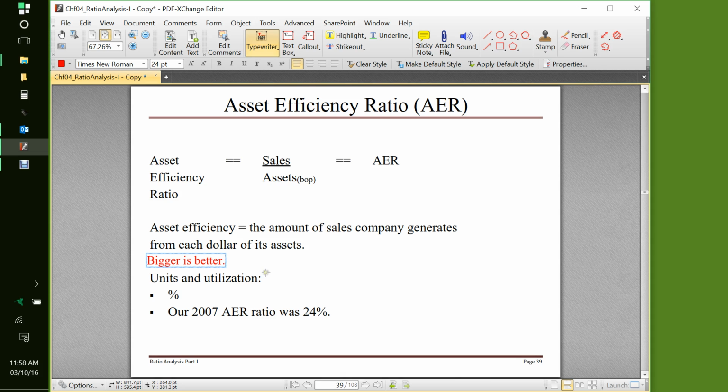And as with any other ratio, I've been skipping this a little bit. We can just go back to 8th grade algebra, put our intuition aside, and say, how could we therefore improve this ratio? We could increase our sales, or we could reduce our assets. How are we going to reduce our assets? We may have a factory that's very, very inefficient. We could close it, that type of thing. Okay.